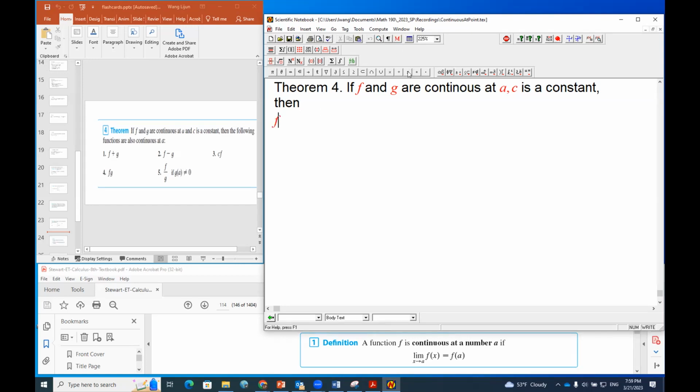So f plus minus g, f times g, f divided by g, right? Except g of a cannot be 0. Okay. And a constant multiplied by f are continuous. They're all continuous.